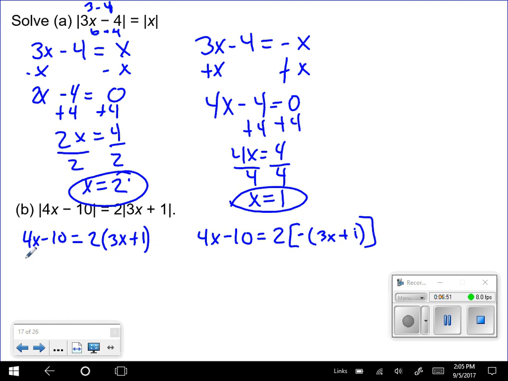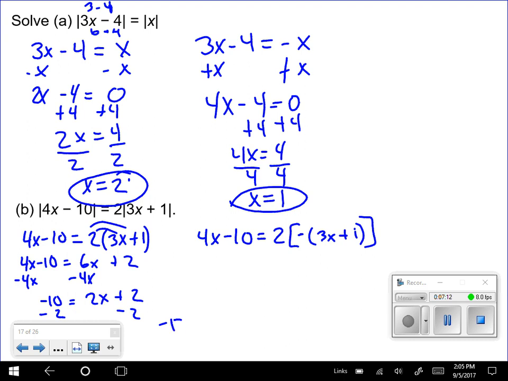So now I just have to solve, which can take a little bit of time here. I have to distribute, so I'd have 6x plus 2. I have to get all my variables to one side, so for me, I'm going to subtract 4x. So I would have negative 10 equals 2x plus 2. Then I'll subtract 2. So I have negative 12 equals 2x. And finally, divide by 2 on both sides. So negative 6 equals x. So that's what I think my first answer is. I might come back to check it after I'm done over here.